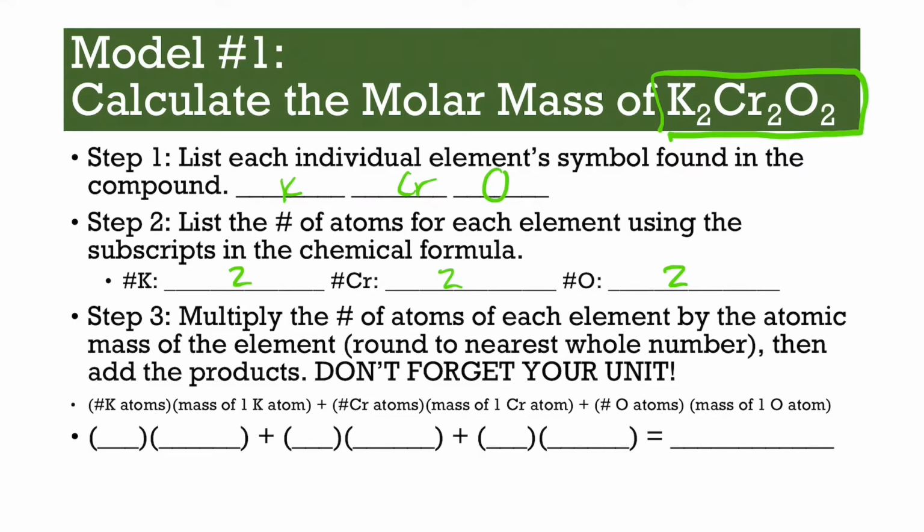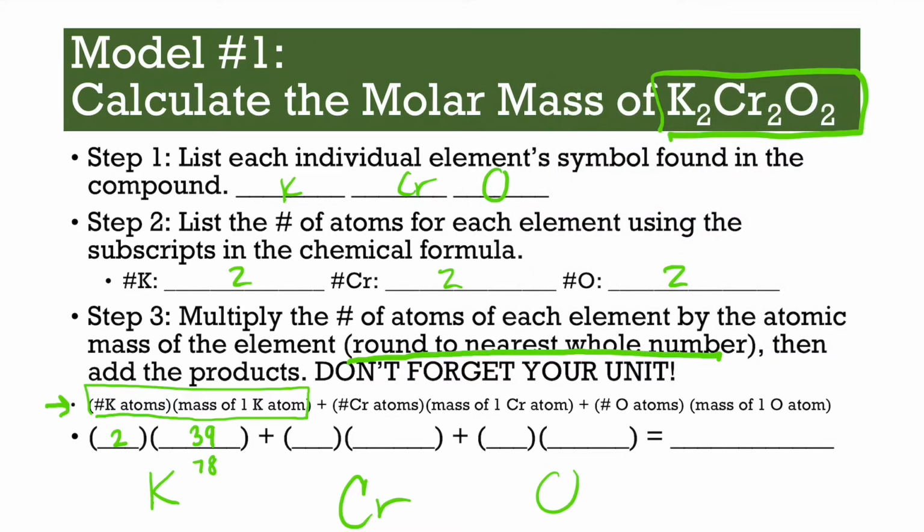So then it says multiply the number of atoms by the atomic mass of the element. Now here, to save everyone some time, we can round to the nearest whole number, and then add the products. So we're going to look at the K, the Cr, and the O. So here's the little tiny formula. We have K atoms and the mass of K. So we have 2 Ks in our formula, and if you look at our periodic table to the nearest whole number, K is 39. So that means 78 grams comes from K.